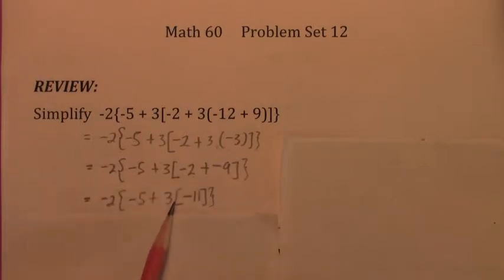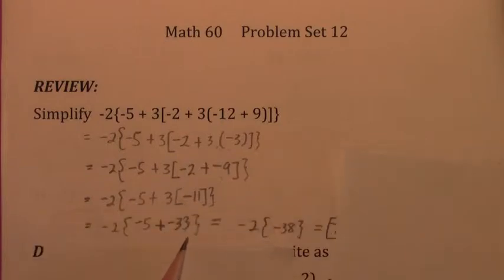Almost done. See how it gets easier? Inside the curly parentheses, you see 5 plus 3 times negative 11. 3 times negative 11 gives you negative 33. And then you would add the 5 and the negative 33, get negative 28, and don't forget the negative 2 outside. Final answer, I get 76.